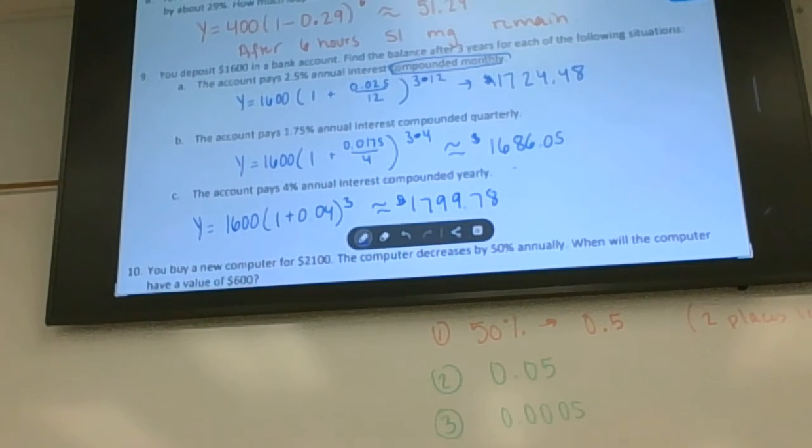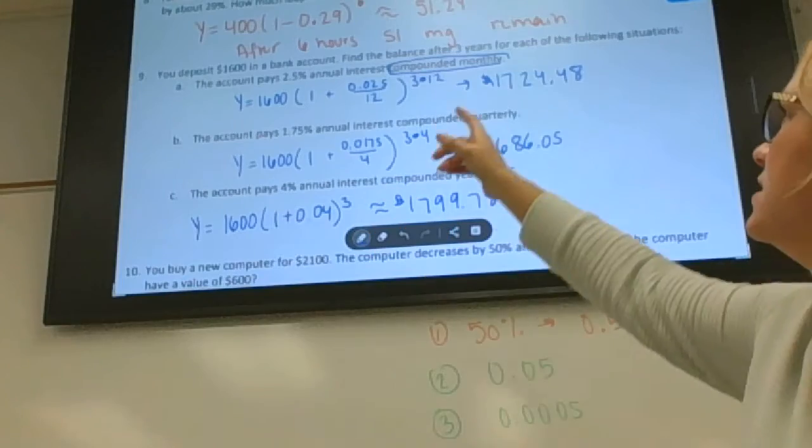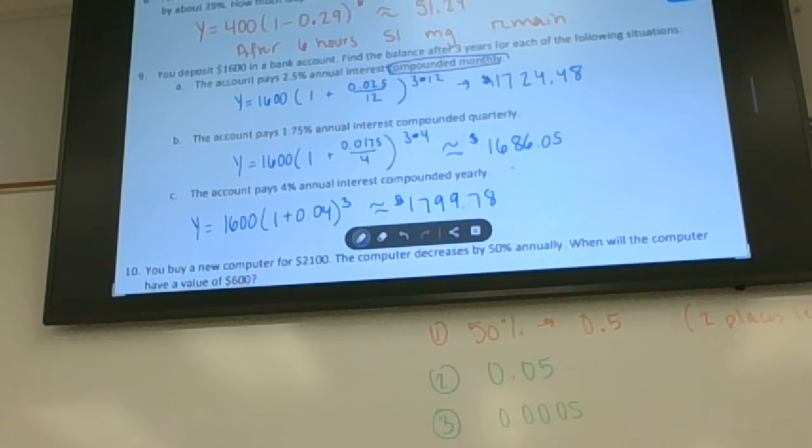Do you guys understand how to do monthly, quarterly, annually? Somewhat. I thought annually was once a year. Why is it under 12? Well, this is compounded monthly. Alright, you all have 6 minutes to work on these word problems in your workbook.